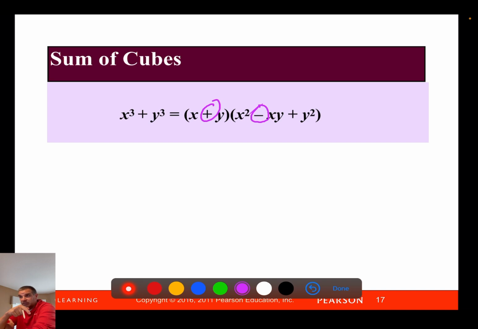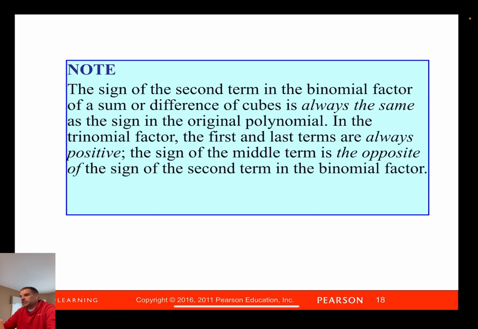So the only things that have changed are these two symbols. In the difference of cubes, this was a minus, this was a plus. In sums of cubes, this is a plus, and that's a minus. So that's the only difference between the sums of cubes and differences of cubes. Otherwise, they're done the exact same way, 100%. Okay? So note that the second term of the binomial factor of the difference of cubes is always the same sign as the original polynomial.